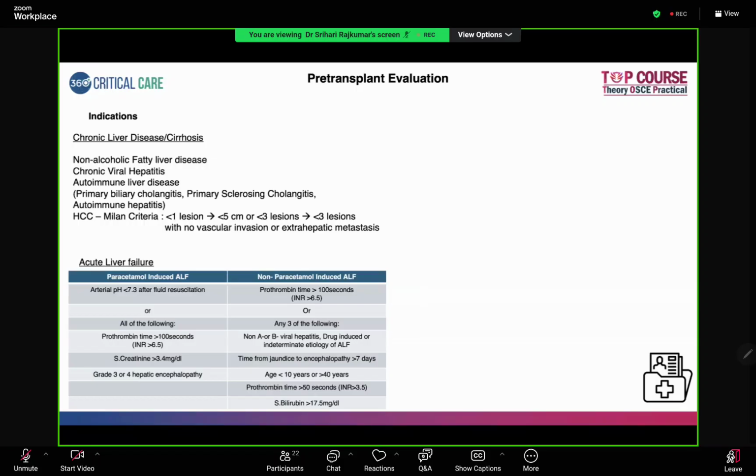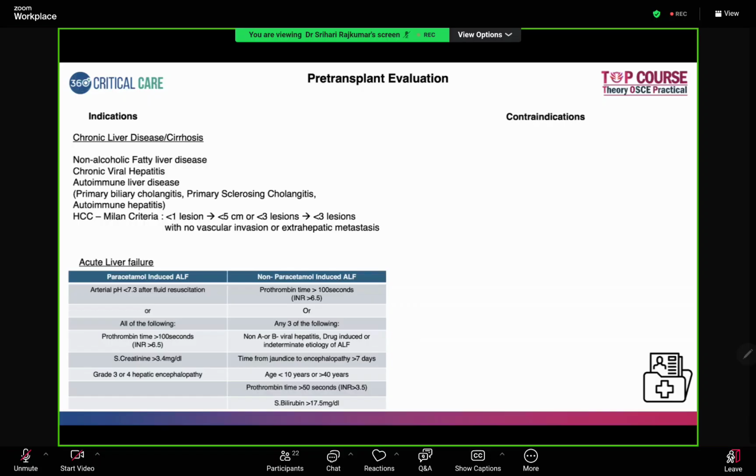The only thing I want to emphasize is that bilirubin as a criterion comes in only in the non-paracetamol-induced ALF. It does not come under the paracetamol-induced ALF. So when you're writing your answers from the exam perspective, there may be a small confusion. For paracetamol, it's only INR, creatinine, and hepatic encephalopathy, whereas for non-paracetamol, bilirubin comes in along with the other four parameters.